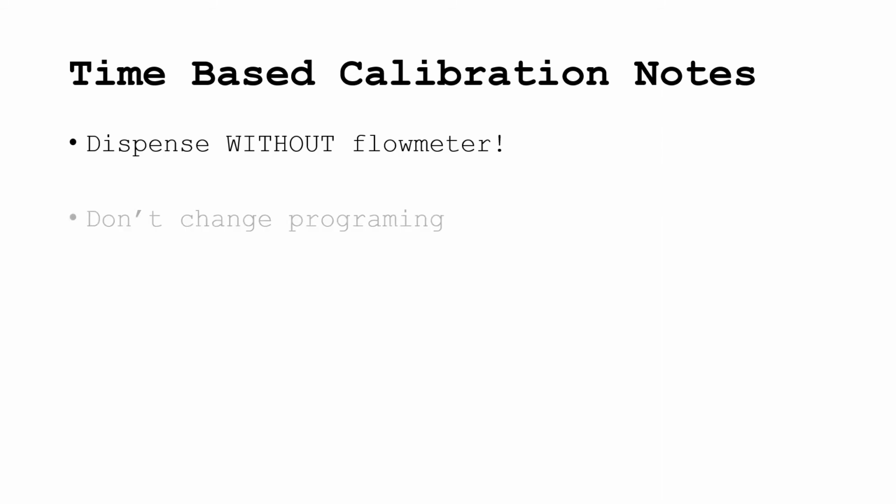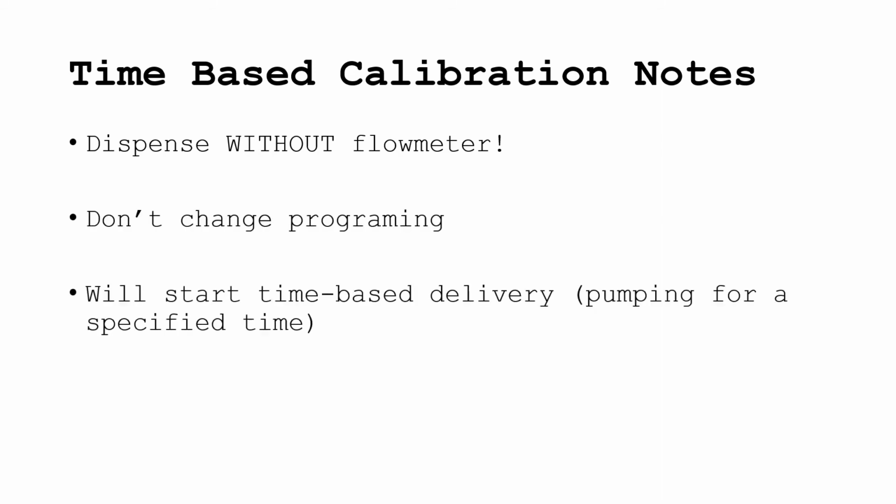It is important to note that for time-based calibration, the system will now dispense that particular chemical without reference from the flow meter. There is also no need to change the programming on the machines or interface. The system will start doing time-based delivery for the specific chemical calibrated by turning on the pump for a specified time. Caution: if there is no flow or lack of product, the system will not alarm.